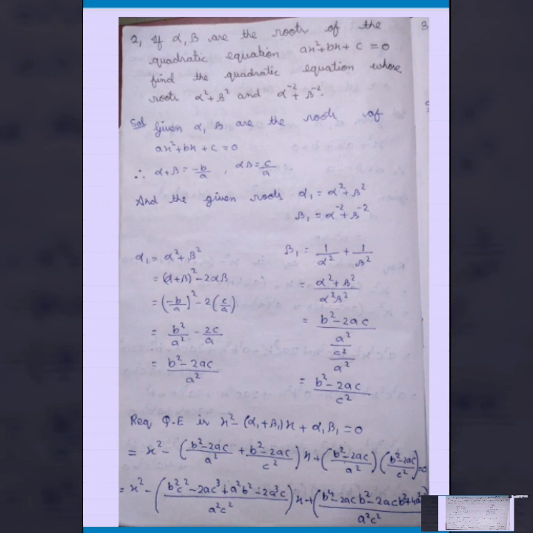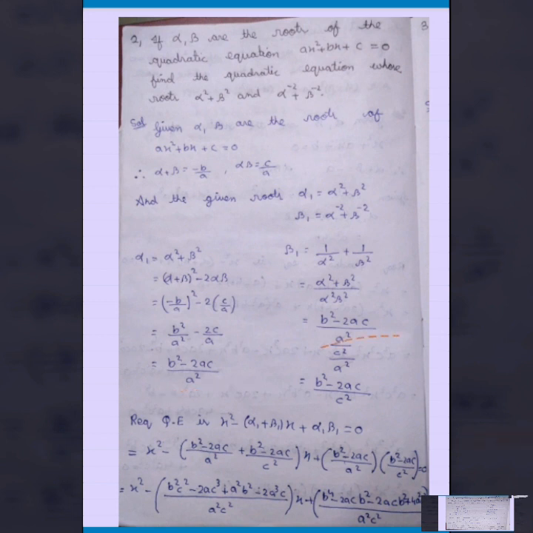So see the next one, that is beta 1. So beta 1 equal to alpha to the power minus 2 plus beta to the power minus 2. So we can write this as beta 1 equal to 1 by alpha square plus 1 by beta square and alpha square beta square LCM. Then we get (alpha square plus beta square) by (alpha square beta square). So what is the value of alpha square plus beta square? (B square minus 2ac) by a square.